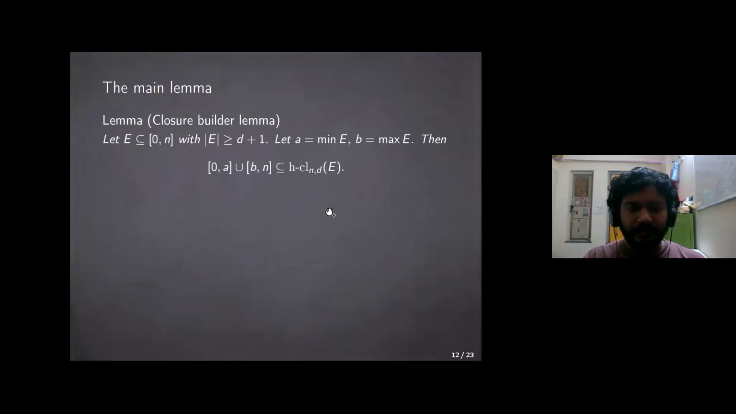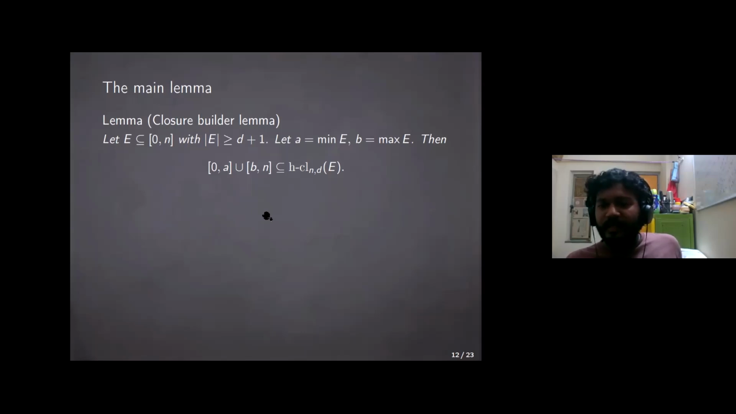Okay. So what does it say? Well, start with a subset of 0 to n with size at least d plus 1. And why is it d plus 1? Well, if we go back to the definition of L, when the size of E is at most d, we don't do anything. We don't add any layers. So let's start with a subset of size at least d plus 1 and let A be the minimum of E and B be the maximum of E when you write it down as a subset of 0 to n under the usual order. Then everything from 0 to A and everything from B to n must be in the hyperplane closure. This is what I referred to a little while earlier.